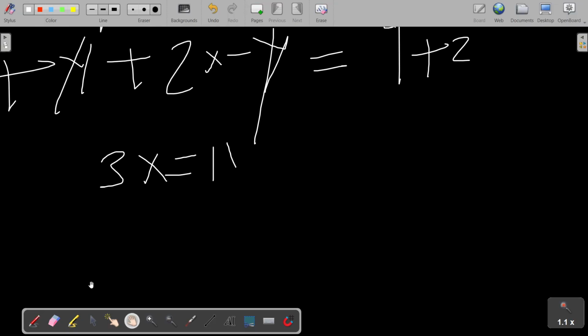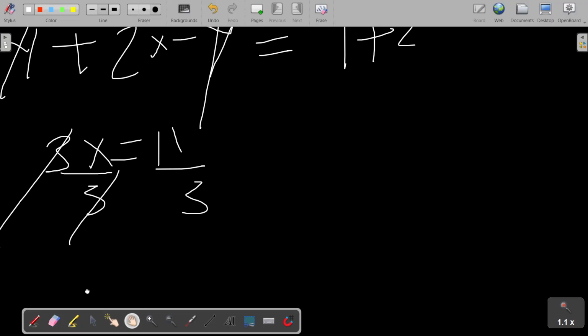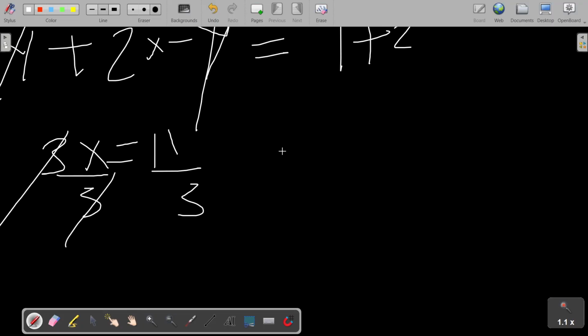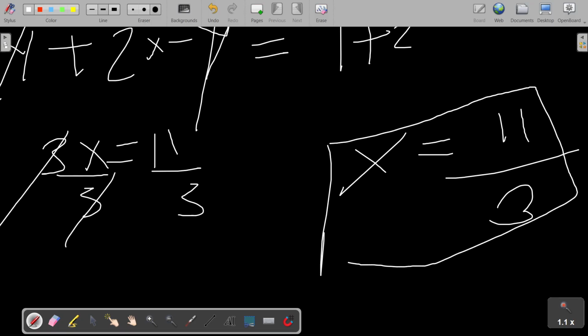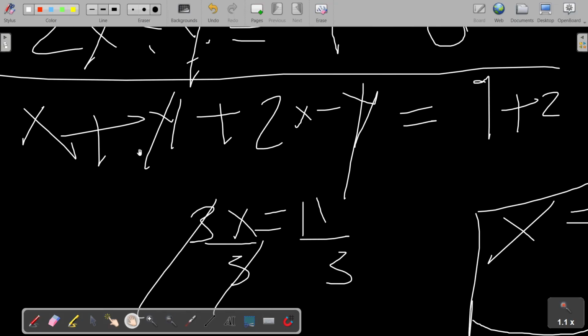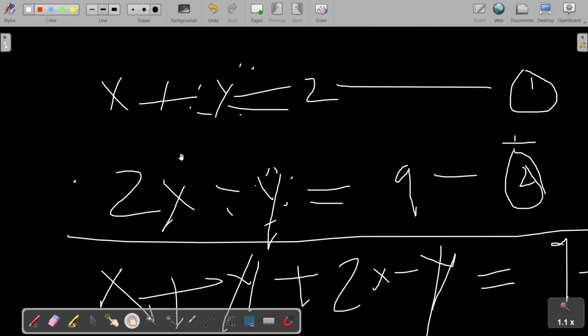So if I solve for only x, then I have to divide both sides by 3. So let's divide both sides by 3. Then we have the x value as 11 over 3. So we got the x value here. To find the y value, we can either plug in the x value in this equation or this equation to solve for y.